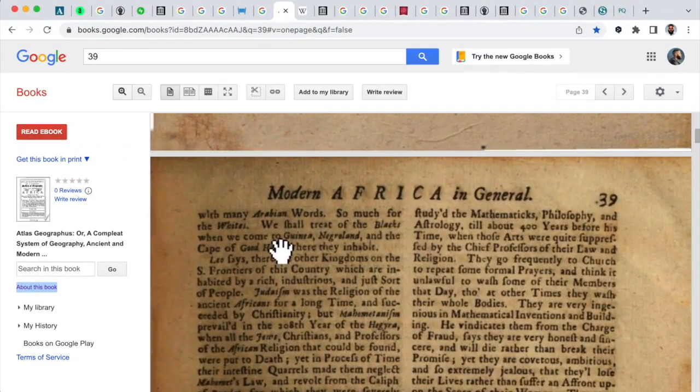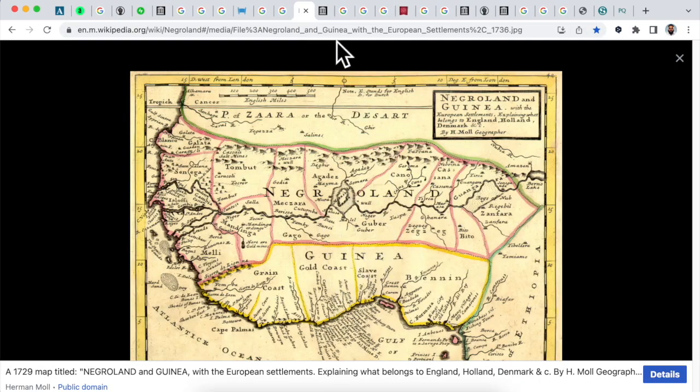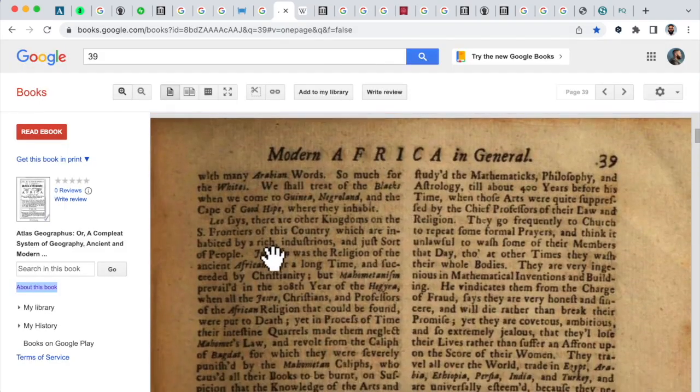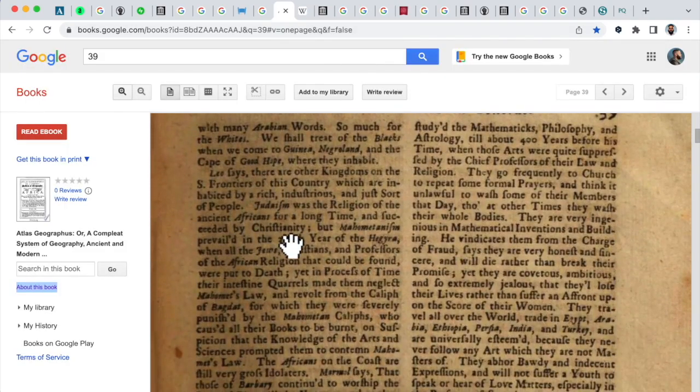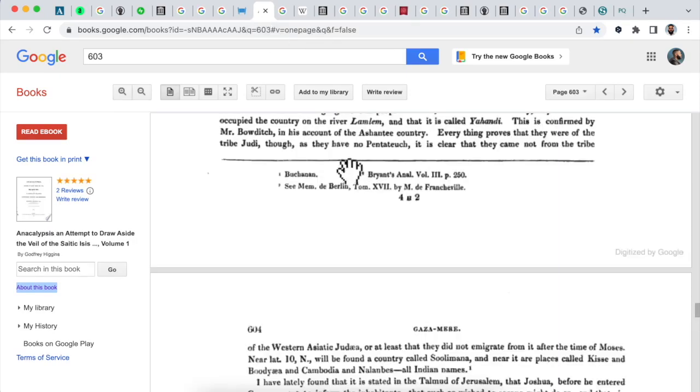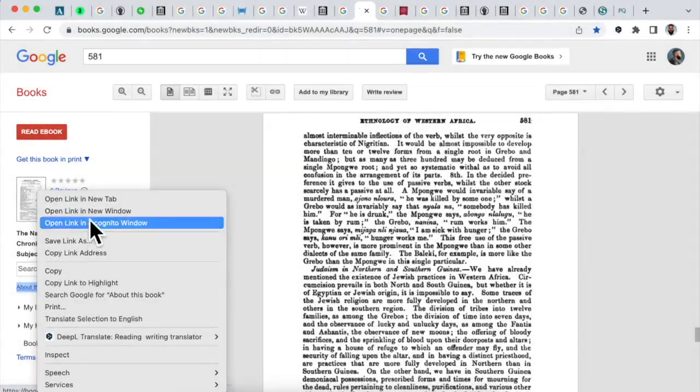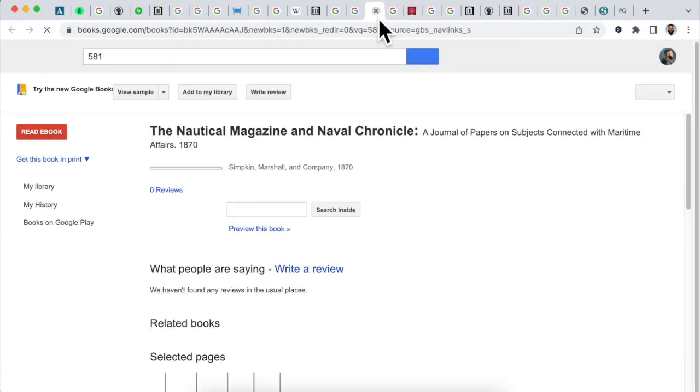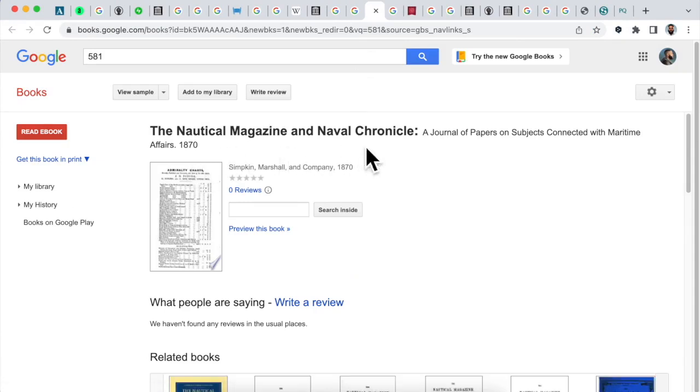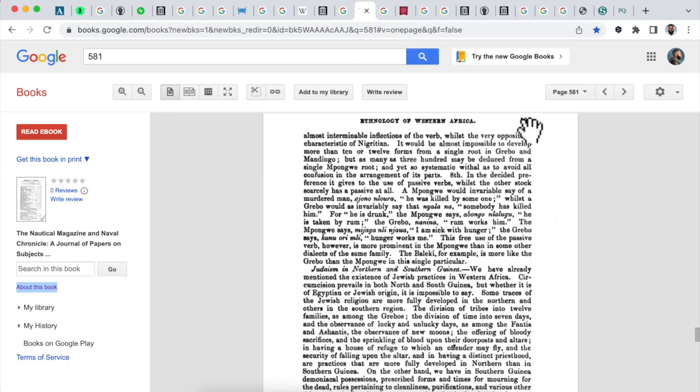So the book we just finished reading, it says, we shall treat of the blacks when we come to Guinea, Negroland. And here we see Guinea and Negroland. He's saying there were Jews there, and their books and records got burnt by the conquering Muslims. And that's why the tribe of Judah in West Africa did not have a Torah or Pentateuch. Let's get into this next book. The Nautical Magazine and Naval Chronicle, published in 1870. We're going to be on page 581.